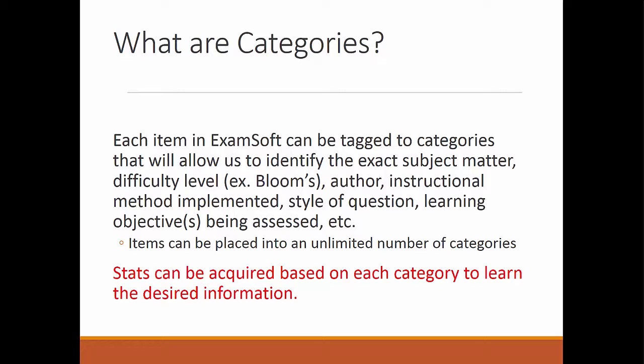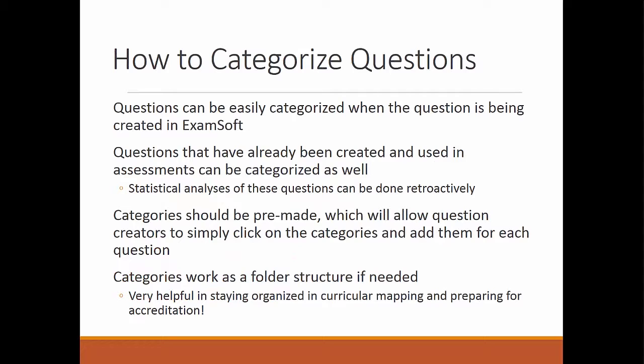So if you want to review anything about your curriculum, like I mentioned in that top note there, instructional method or style of question or learning objectives, we can evaluate all of those to see if students are meeting the learning objectives that we want them to meet, or if certain instructional methods are more beneficial than others. In this case, we're going to be looking at mapping them to learning objectives as a way to map our curriculum for accreditation.